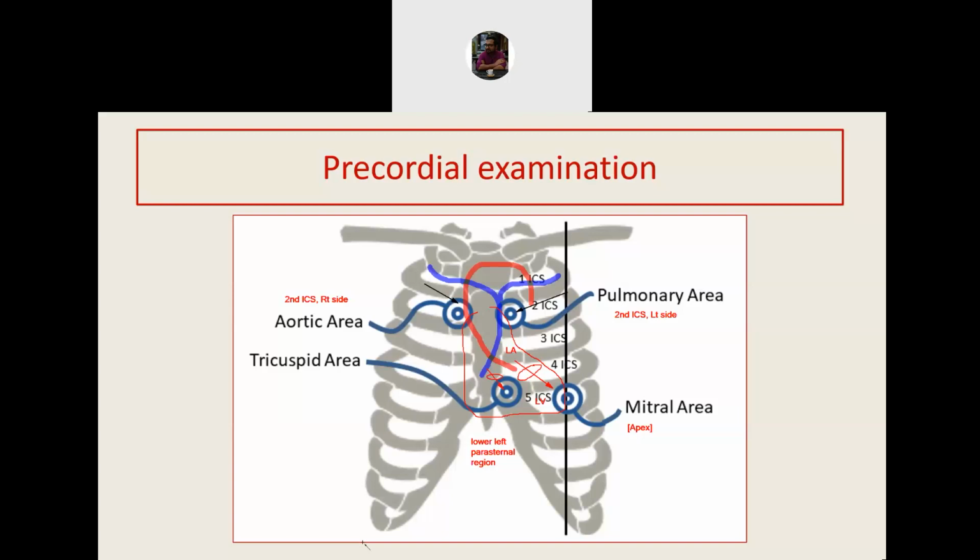They become more superficial. That is why, although aorta is a left-sided artery, its sound is heard better on the right side. And the pulmonary trunk, although a right-sided artery, its sound is heard better on the left side. So these are the four principal areas where precordial examination is done. Is this clear to everyone? Then I'll move on to the examination part.